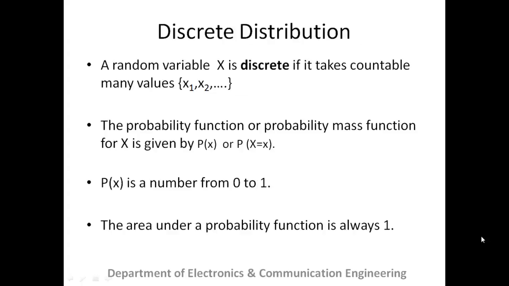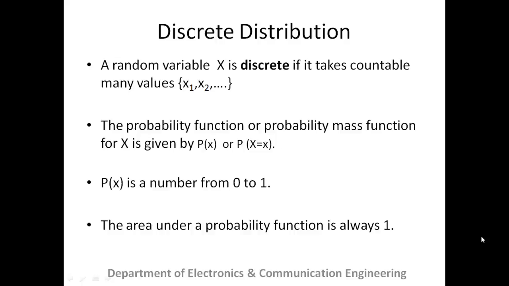So discrete distribution first. A random variable x is discrete if it takes countably many values. So that thing has been already defined, that if we'll be talking about a discrete distribution, it will be taking the values which can be counted, or we can say which are discrete in nature. Then the probability function or the probability mass function for this random variable is simply given as the probability of any of the values that has been assigned to some particular event.